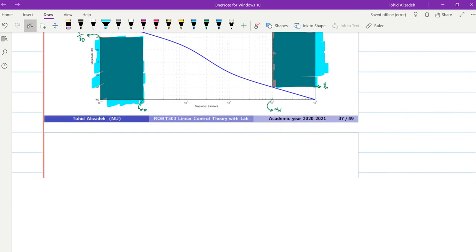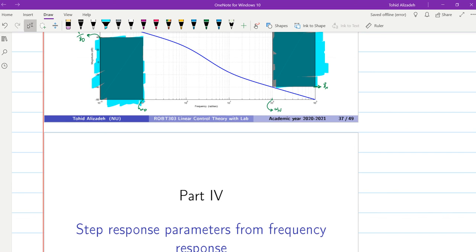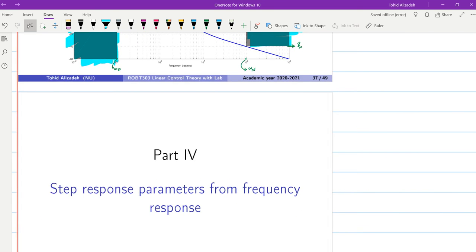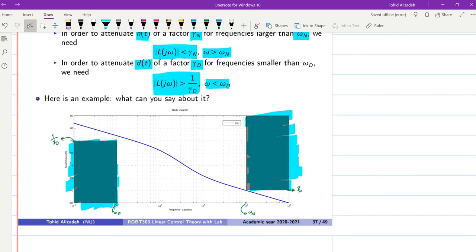Alright, so I think that's all for this video. In the next video lecture, we'll discuss the step response parameters of the closed loop system referring to the frequency response of the open loop system.